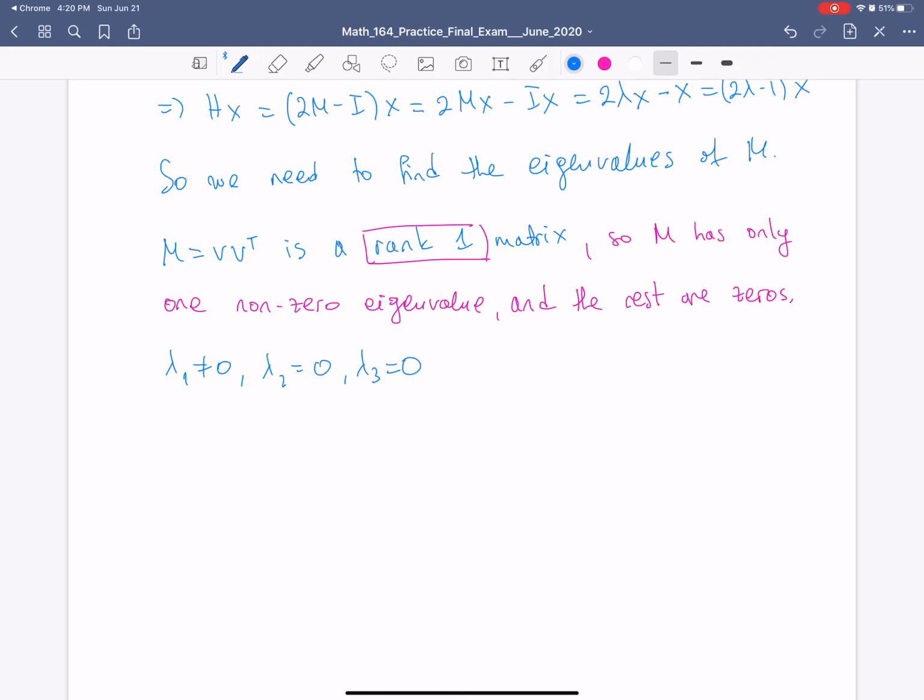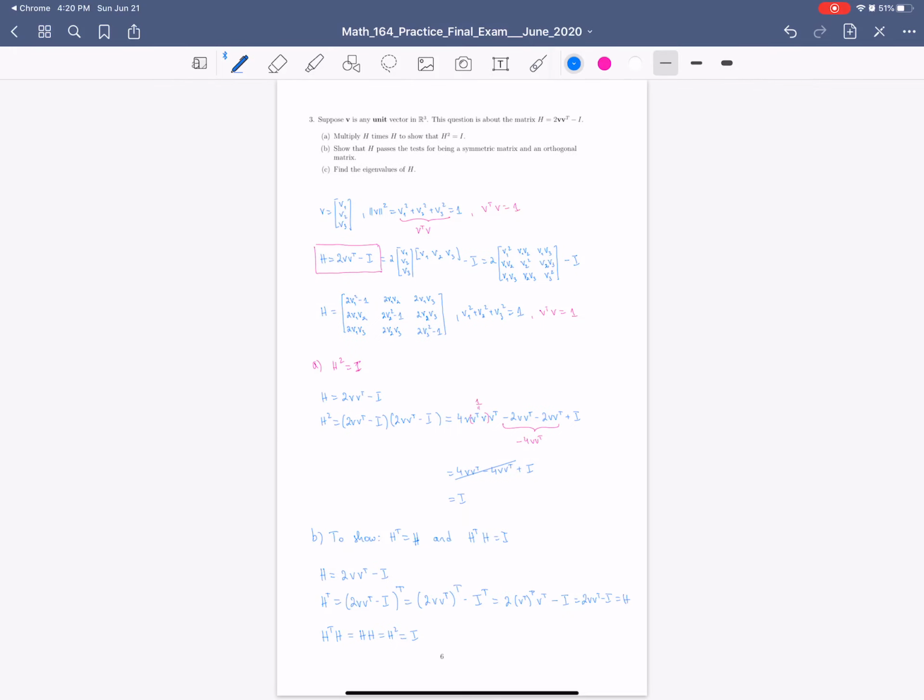It turns out we do have the perfect equation, and that is the trace. The trace of M equals lambda 1 plus lambda 2 plus lambda 3. And since these two are zeros, it equals lambda 1. So all I need is the trace of M. Okay, what's the trace of M?